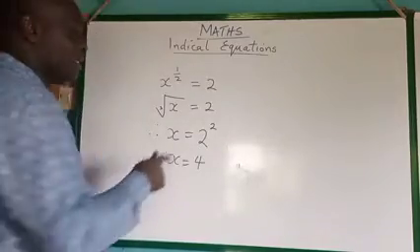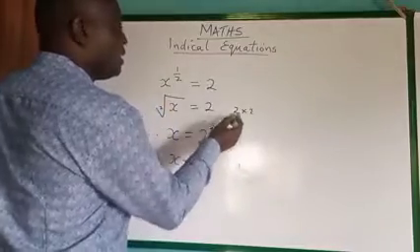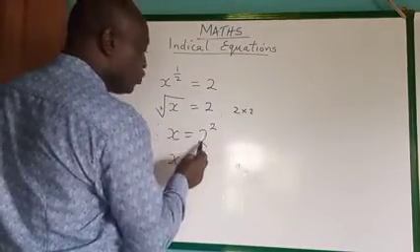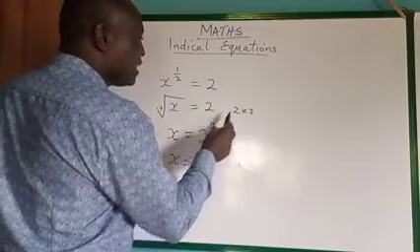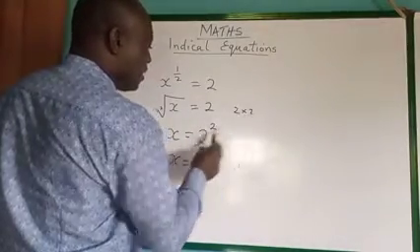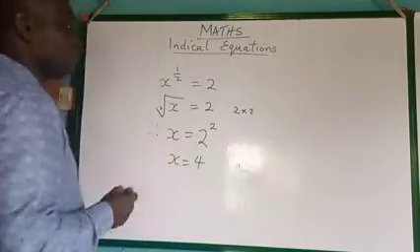How do we get that? 2 raised to power 2 means 2 times 2. 2 into 2 places. That's what it means. It is not this 2 times this 2. It is this 2 into 2 places. That is why we have 4. So 2 raised to power 2 is the same thing as 4.